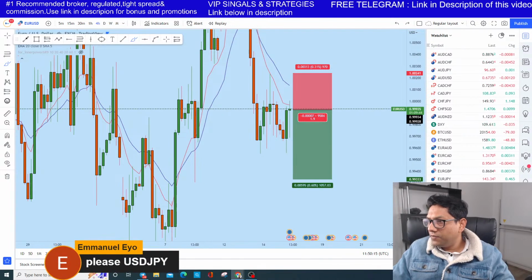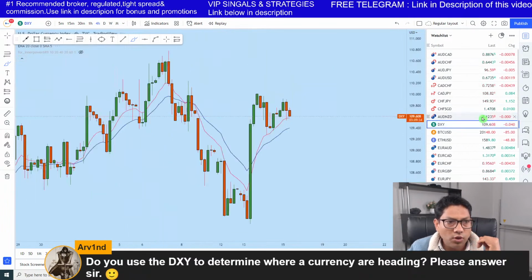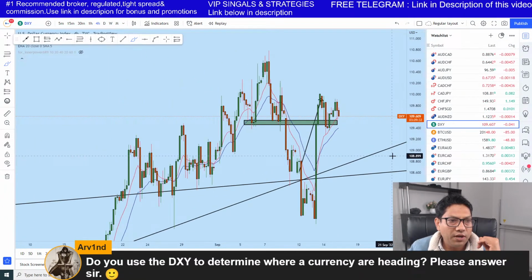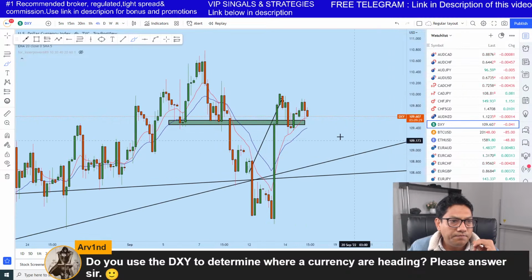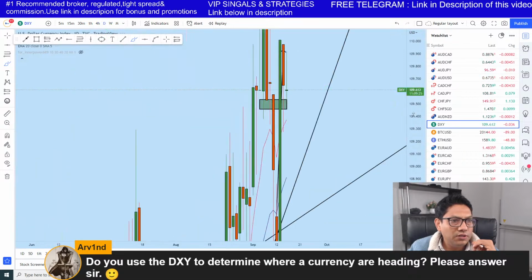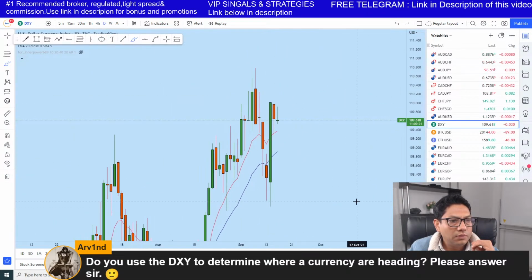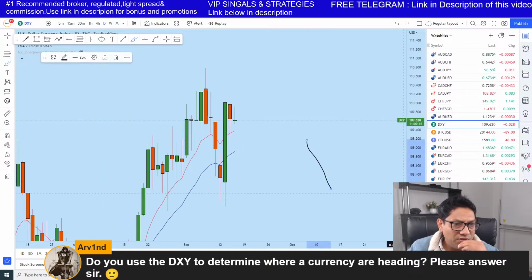Please, dollar yen. Do you use DXY to determine where a currency is heading? Yeah, definitely we look at DXY as well. Let's look at DXY. DXY is dropping now, we see some drop on DXY. Let me look at it on the daily. It looks like the DXY is a little bit bearish.